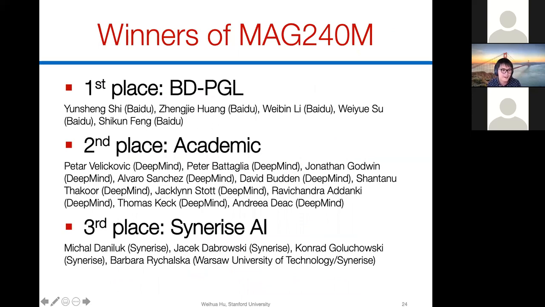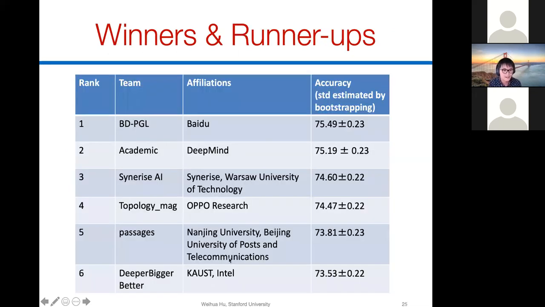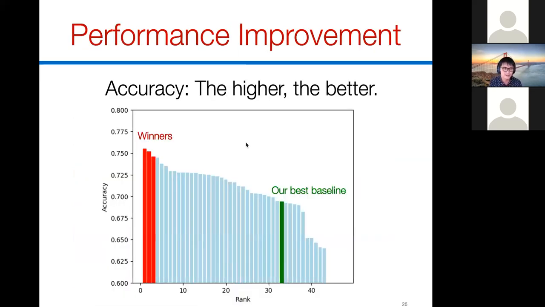And the winners are like this. We have winners from Baidu, DeepMind, and the Synerise AI group. And these are the performance numbers. If you look at this pictorially, it's very impressive. The x-axis is the rank in the final test submission, the y-axis is the accuracy, and we see that the winners really outperform our best baseline, which is the state-of-the-art graph attention network, by a large margin, about a 6% accuracy gain.